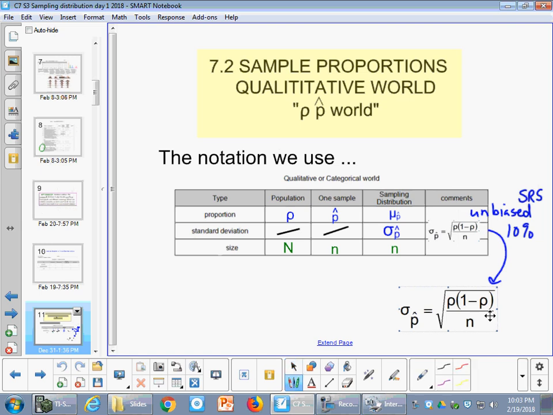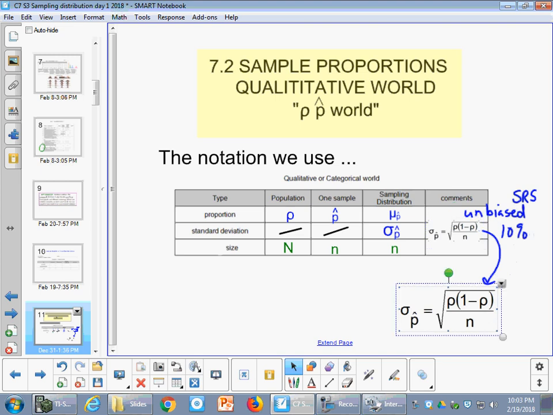In fact, that's one way that you know you're not in this world, is because they don't give you a population standard deviation. We know that rho equals mu sub p hat because we have unbiased estimators and simple random sampling. If the 10% condition passes, then I've made the formula a little bit bigger down here. We know that we can find sigma sub p hat by doing the square root of rho times 1 minus rho divided by n.